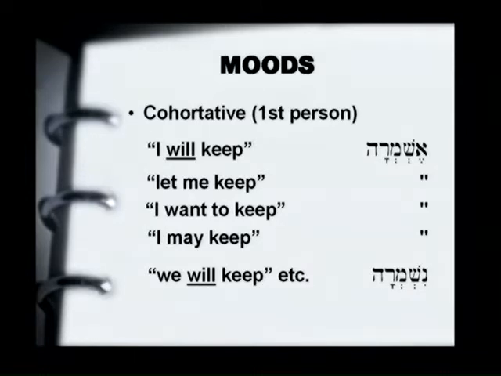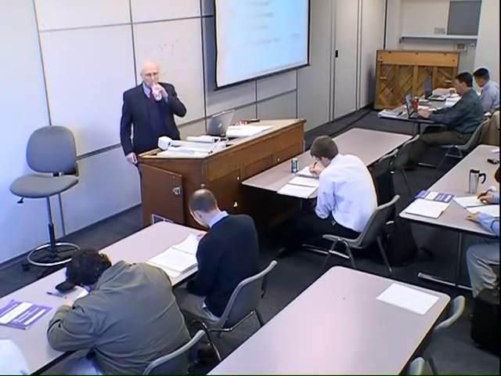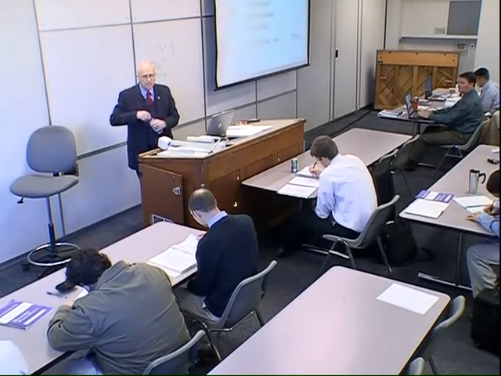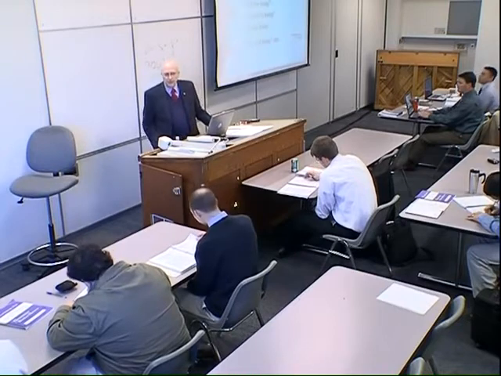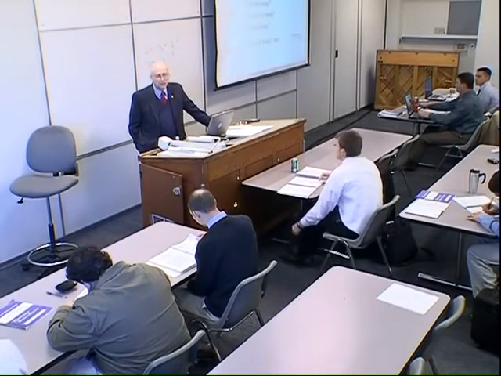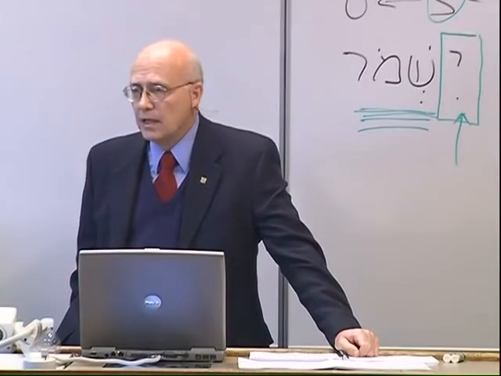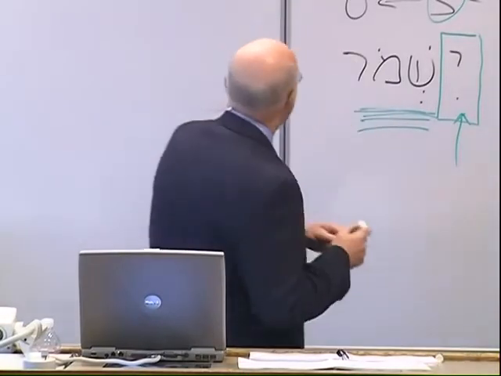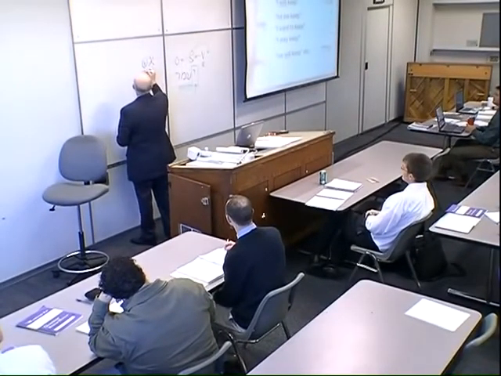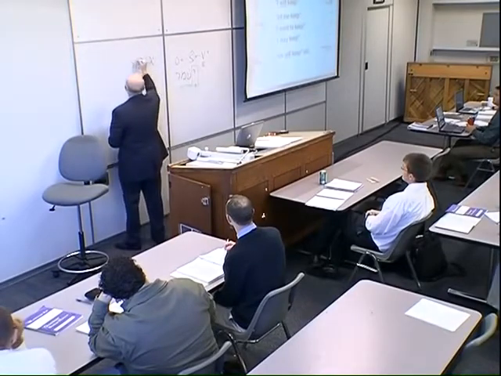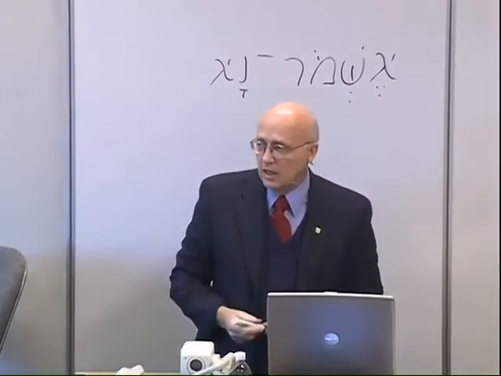Okay? John, question? The cohortative is always first person. Is a first person imperfect always cohortative? No. The first person imperfect is not always cohortative. Cohortative will be determined by having a paragogic he on the end of your first person imperfect, or by a na attached at the end. For example, we'd have here eshmor na. That would also indicate a cohortative.